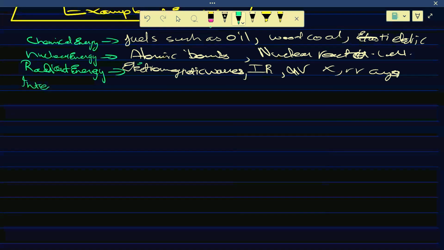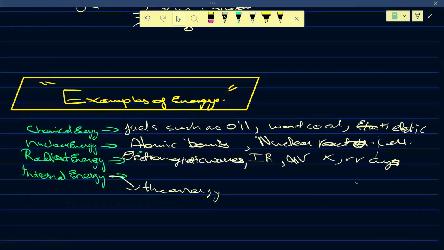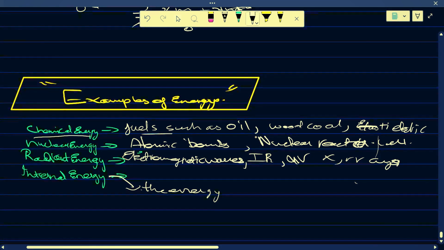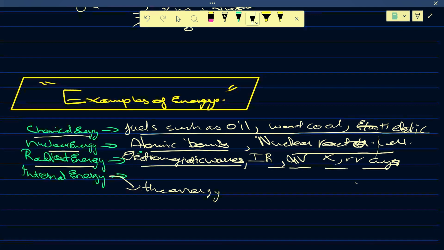Now, internal energy. What is an internal energy? Internal energy is the energy possessed by atoms and molecules. Let's write the definition of it. So what are some examples of energy? Chemical energy, whose examples are fuels such as oil, wood, coal, or electric cells. Nuclear energy examples, atomic bombs and nuclear reactors. In radiant energy, examples are electromagnetic waves, IR, UV, X-rays, and gamma rays.